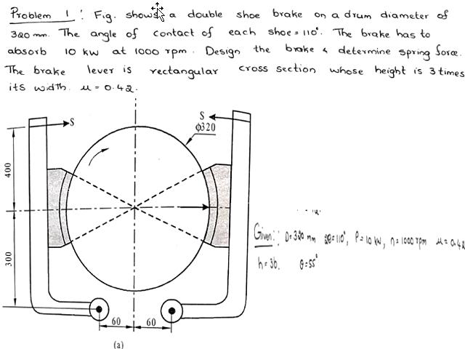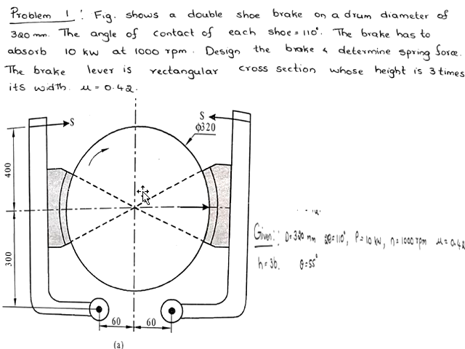Here, go through the first sentence of the question. The diameter of the drum is given, that is capital D, 320 mm. Angle of contact 2 theta is equal to 110 degrees. Since it is greater than 60, we have to find out mu dash in this problem. The brake has to absorb 10 kW, so power P is given as 10 kW, N value is 1000 rpm. Mu value 0.42 is given, and height is 3 times width. Therefore, I can write H is equal to 3 into B.